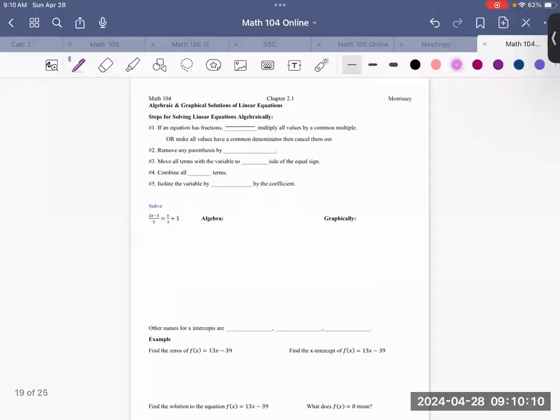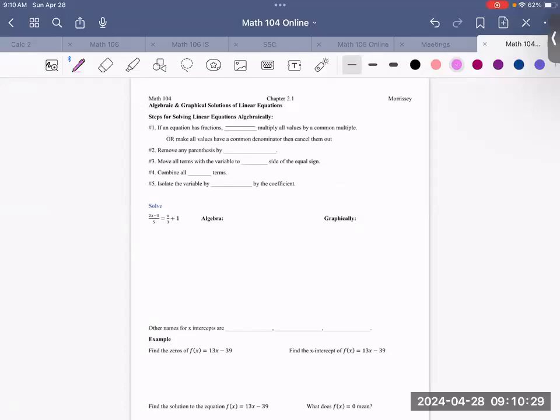Welcome to Math 104, Chapter 2.1, where we talk about algebraic and graphical solving of linear equations. So just as we got comfortable with the fractions, they're now coming back to us in a big way. Notice that on either side of the equation on your first example, we have fractions.